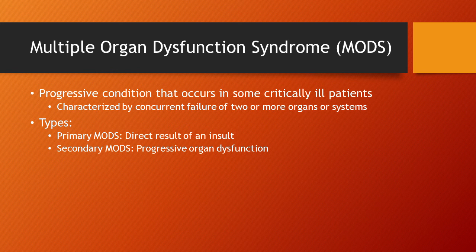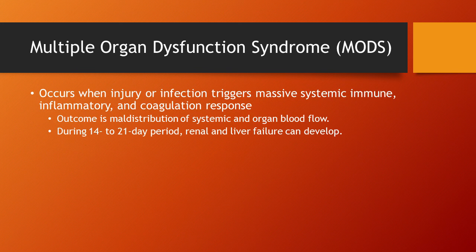There are 2 types: primary MODS and secondary. Primary MODS is the direct result of an insult, while secondary MODS is slower and more progressive organ dysfunction. MODS occurs when injury or infection triggers a massive systemic immune, inflammatory, or coagulation response, accompanied by endotoxin release. Overactivation of the complement system will further increase inflammation and cellular damage.